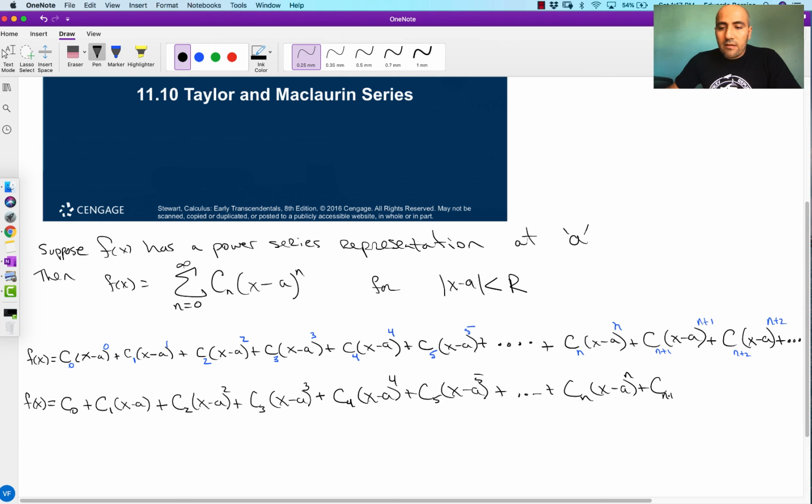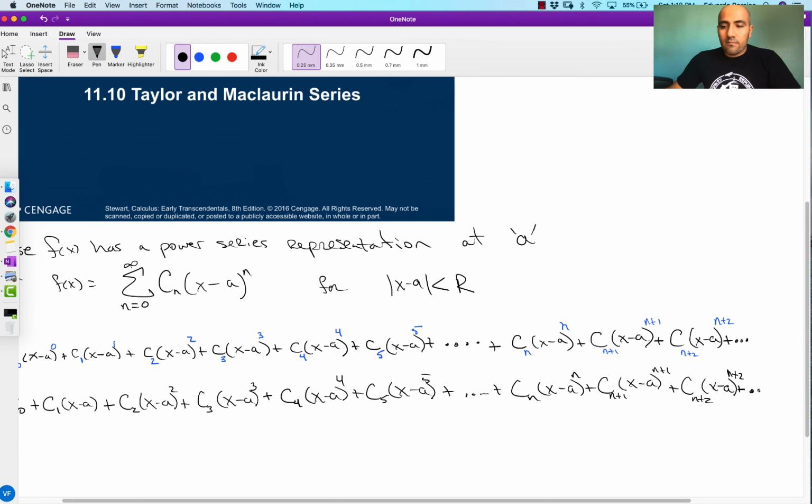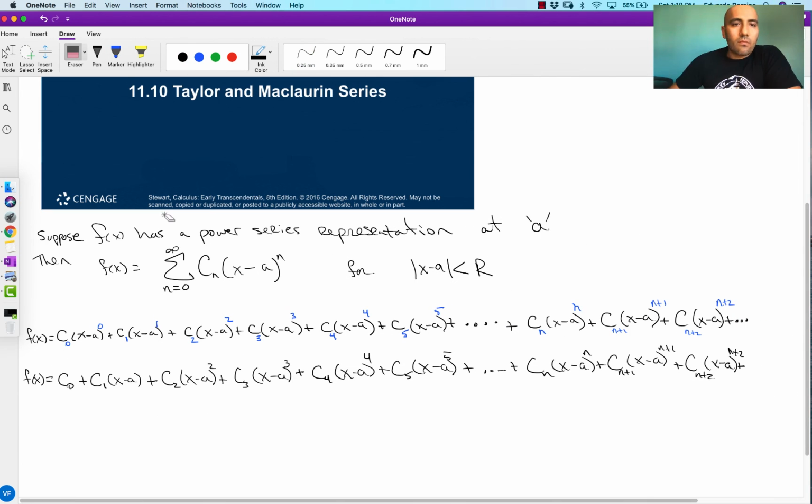plus c sub n plus 1 times x minus a to the n plus 1 power, plus c sub n plus 2 times x minus a to the n plus 2 power, plus dot, dot, dot, going on forever, right? So I'm just pointing out that somewhere along the way there's the nth one, and the one next to it is the n plus 1, then n plus 2, then n plus 3, and then it keeps going on toward infinity.